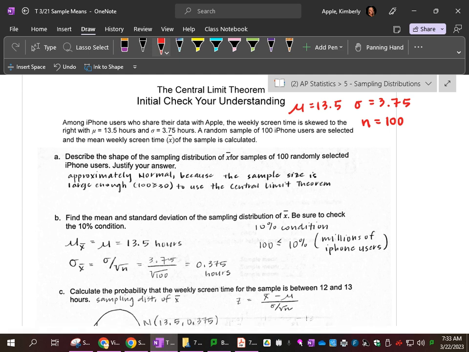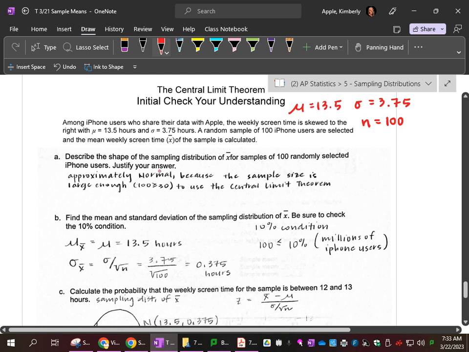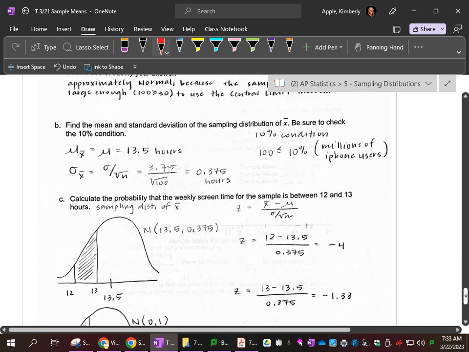To justify that, I'll invoke the central limit theorem and list the sample size. Because the sample size is large enough, 100 is clearly greater than or equal to 30, so we'll use the central limit theorem. And that'll justify normality in this case.